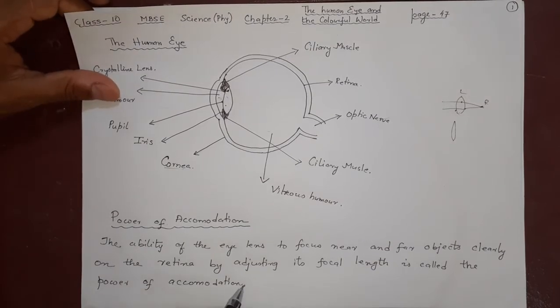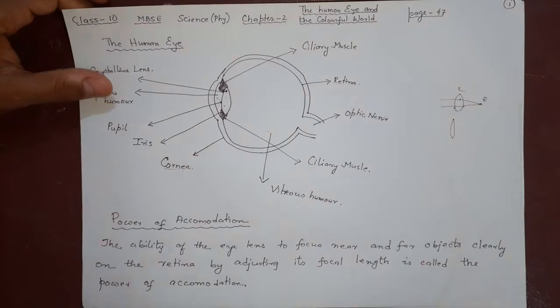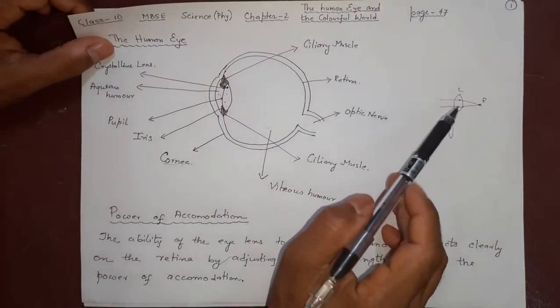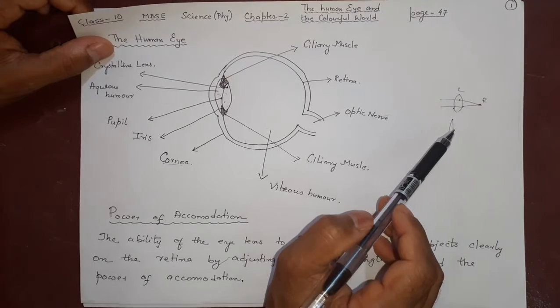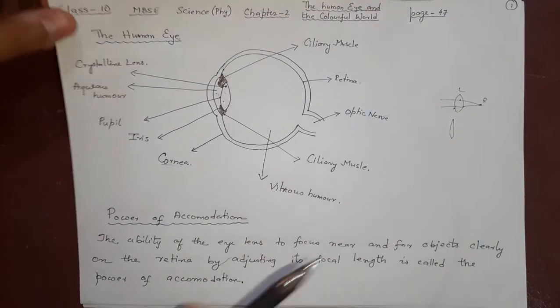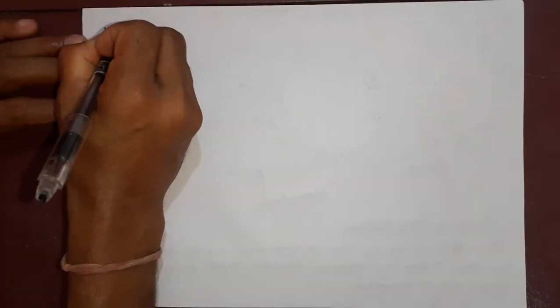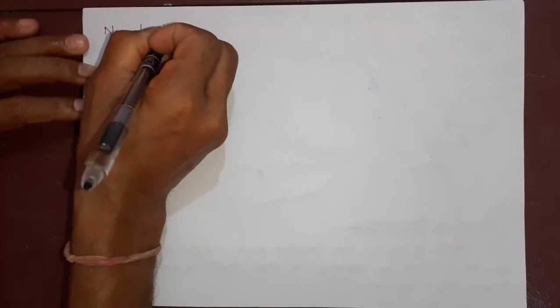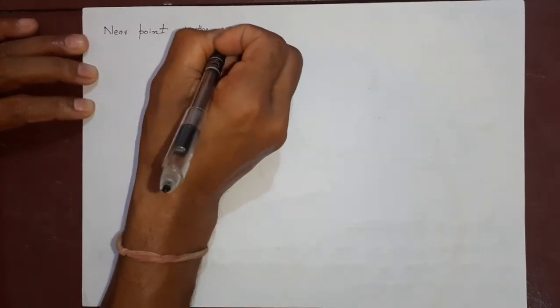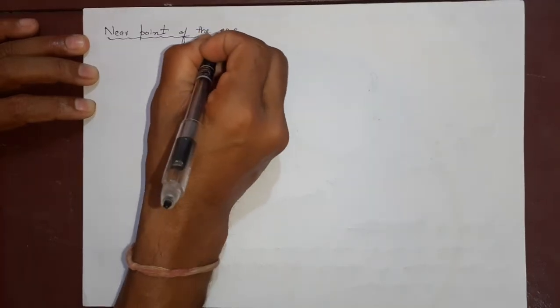So it is a natural camera which is self-adjusting by the ciliary muscles. The lens makes the focal length less here, and the lens makes the focal length bigger here, like this. So this is the power of accommodation. Two small topics here are the near point of the eye and the far point of the eye. Keep them in the same diagram and you will be able to understand even the accommodation clearly.